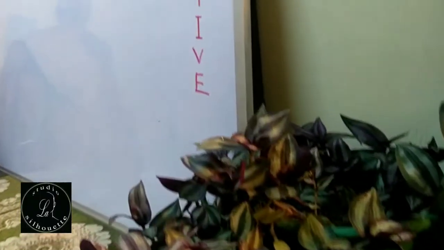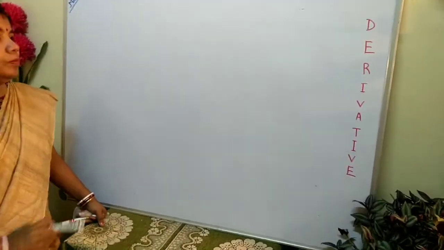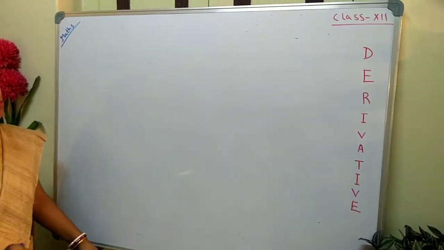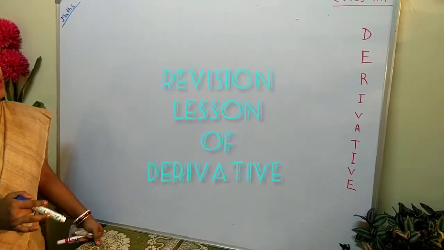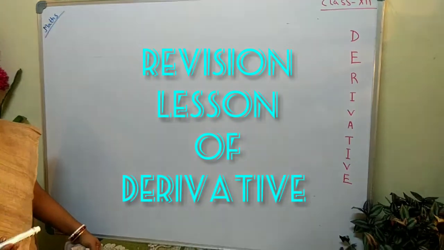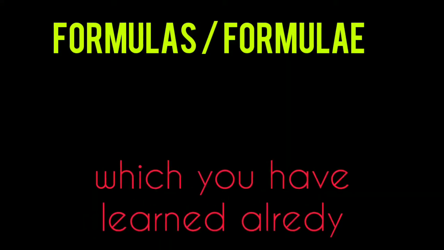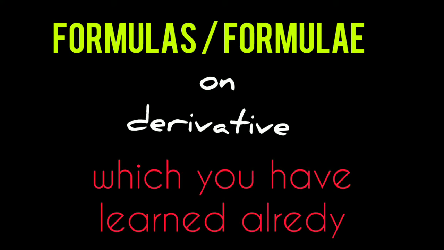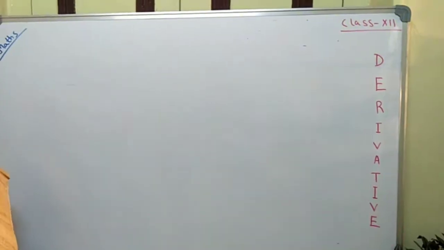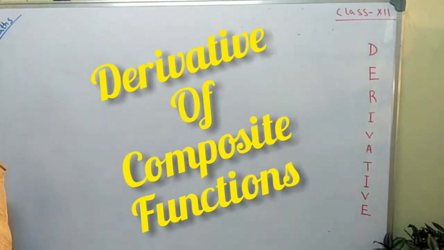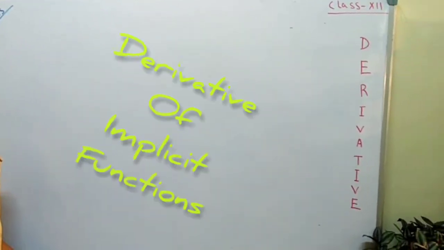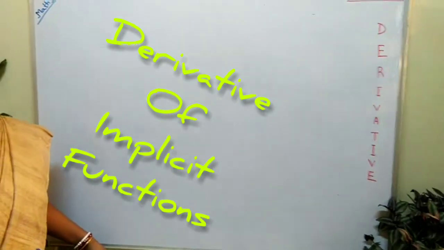Today our topic is derivative. We are dividing our topic into three subparts. In the first section, we will discuss the revision lesson of derivative, that is, the formulas you have learnt in your previous class. I will write down those formulas. In the second part, we will find the derivative of composite functions, and in the third part, we will find the derivative of implicit functions.